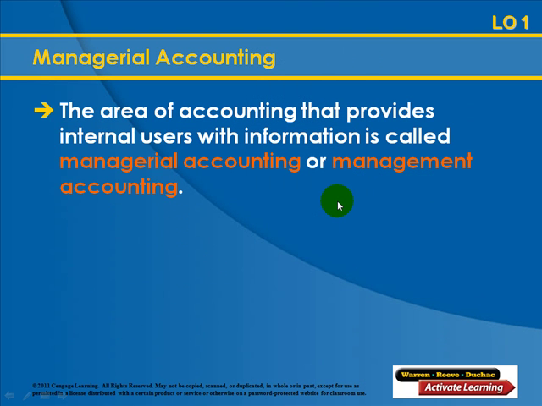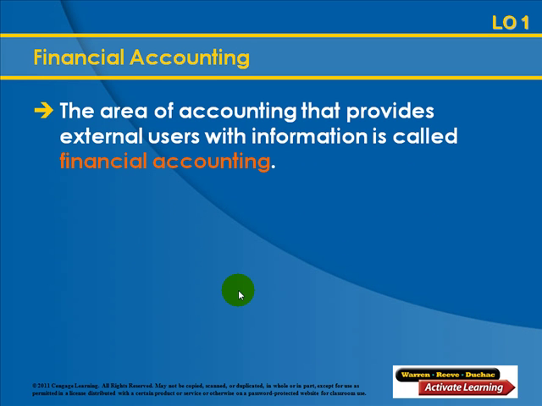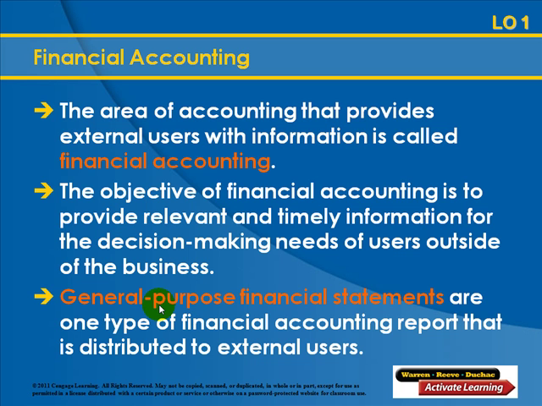Now, the area of accounting that provides internal users with information is considered to be managerial accounting or management accounting, almost always referred to as managerial accounting. Managerial accountants employed by businesses are employed in private accounting. The area of accounting that provides external users with information is called financial accounting. The objective of financial accounting is to provide relevant and timely information for the decision-making needs of users outside of the business. General purpose financial statements are one type of financial accounting report that is distributed to external users.